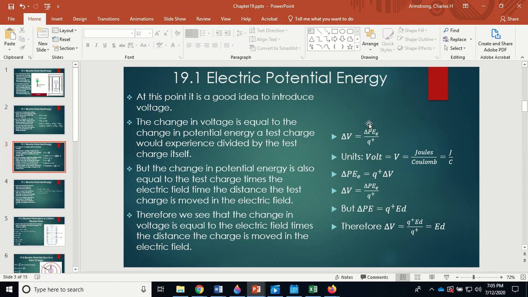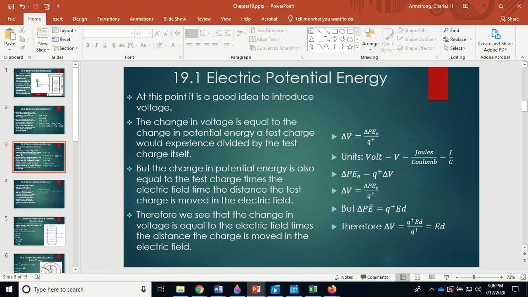Change in potential energy equals, basically we just solved this for potential energy. So change in potential energy is going to be equal to the positive test charge we stick in there, times delta V, the change in the voltage. And we get the same thing over again just as a reminder.